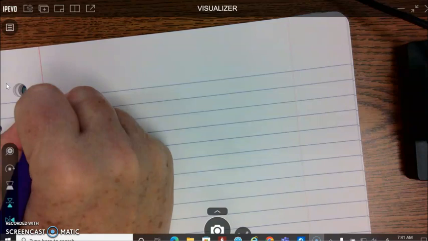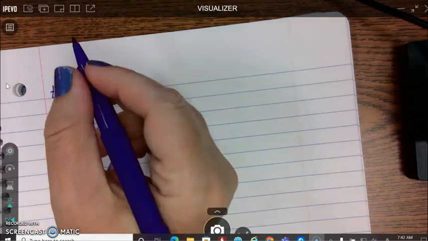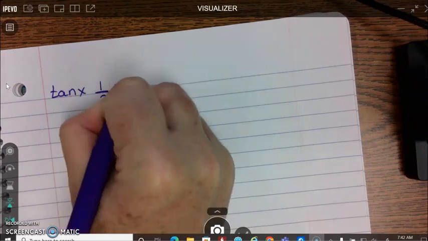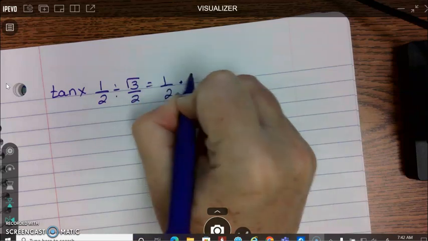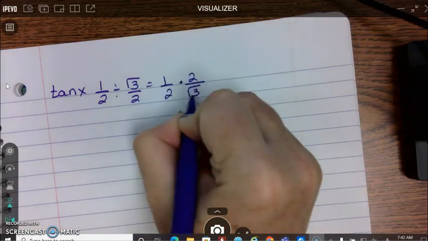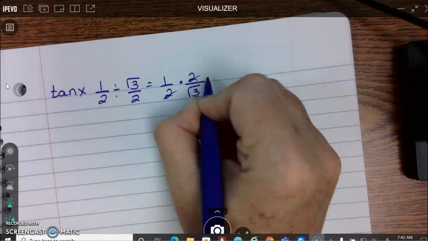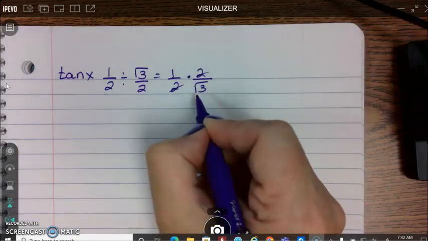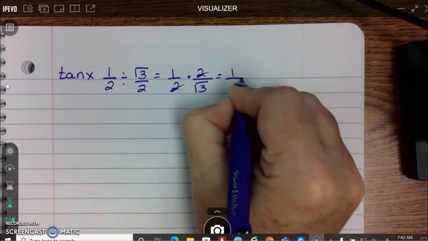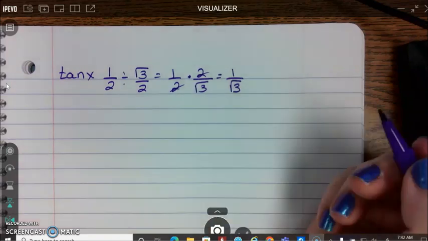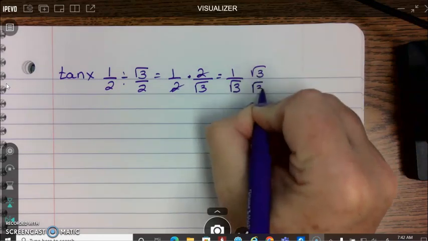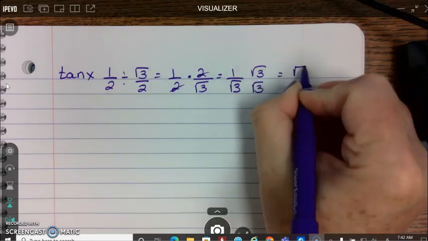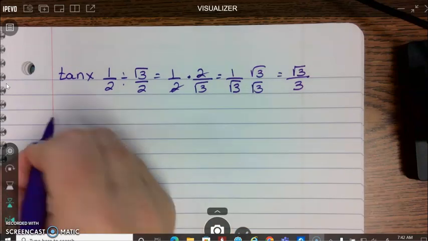And now tangent of pi over 6. So tangent is sine divided by cosine. Keep, change, and flip. Now this one has been giving us a little problems on here, but please remember that the square root of 3 is at the bottom and it has to stay at the bottom. And then we've got to rationalize it. So we get square root of 3 over 3.